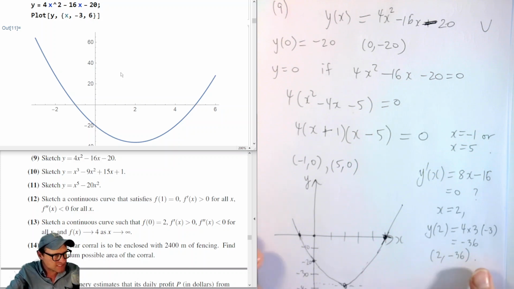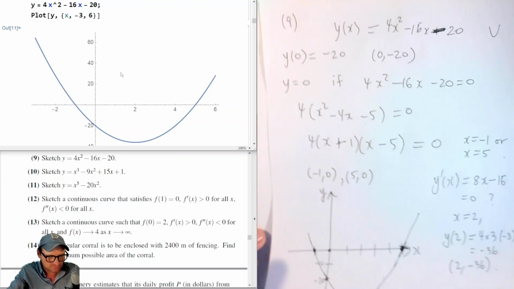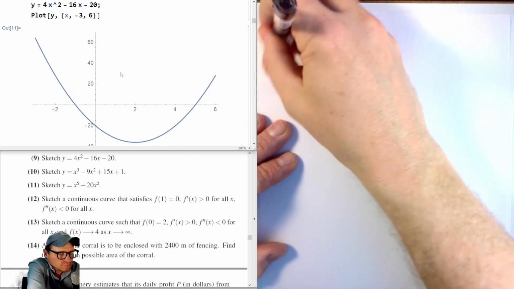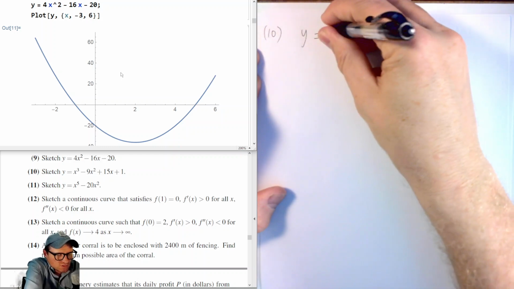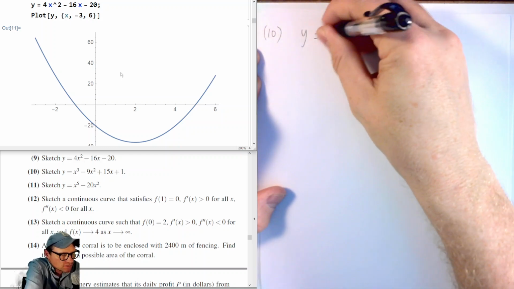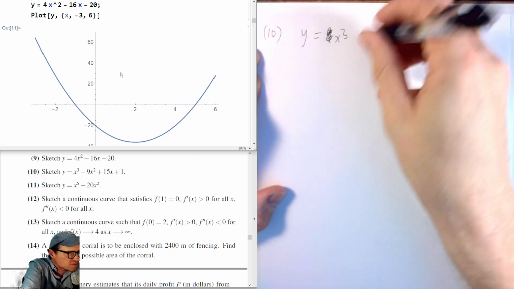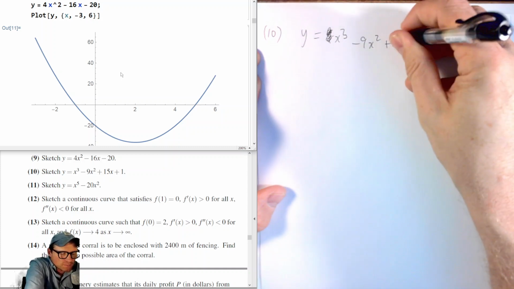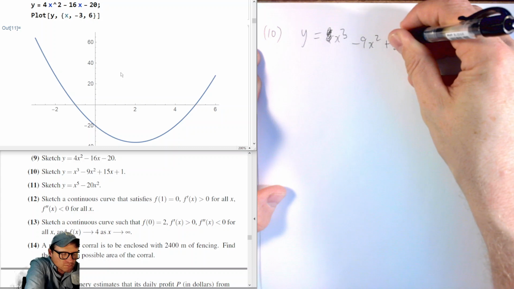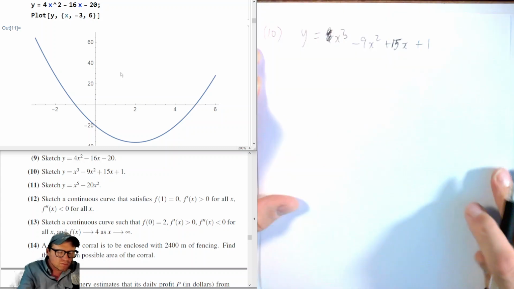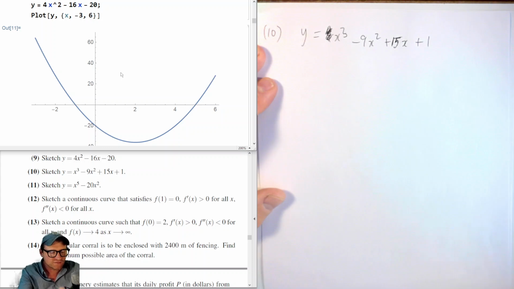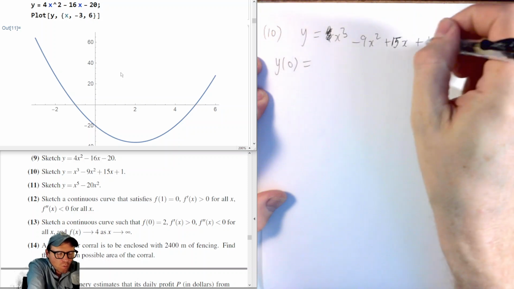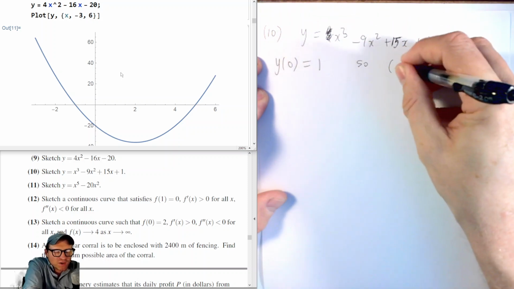So let's move on to question 10, where we've got to sketch a cubic. y equals x cubed minus 9x squared plus 15x plus 1. Okay, so what we can find here is a y-intercept. Let's notice y of 0 is equal to 1. So we have a point (0, 1).